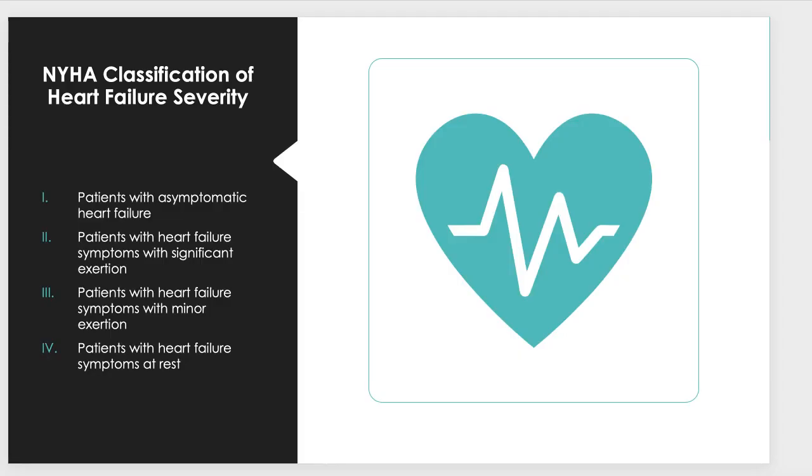Along with describing if a patient has either heart failure with preserved ejection fraction or reduced ejection fraction, or systolic or diastolic heart failure, you also need to classify the severity of the heart failure. So we have the New York Heart Association classification. If a patient is class 1, these are patients with asymptomatic heart failure. That would be all of us currently.